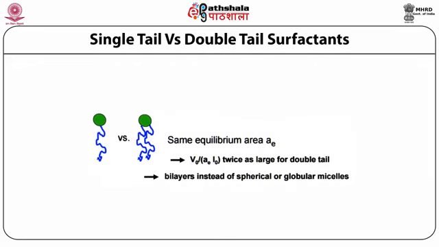The packing model also predicts that for the same equilibrium area Ae, the ratio of V0 to AeL0 will be 2 times for a surfactant with double tails. This results in formation of bilayers instead of spherical or globular micelles. This gives us a clue as to why nature has chosen lipids such as phospholipids with 2 tails to be part of the biomembranes. Biomembranes, as we will see, involve formation of bilayers by these lipids.